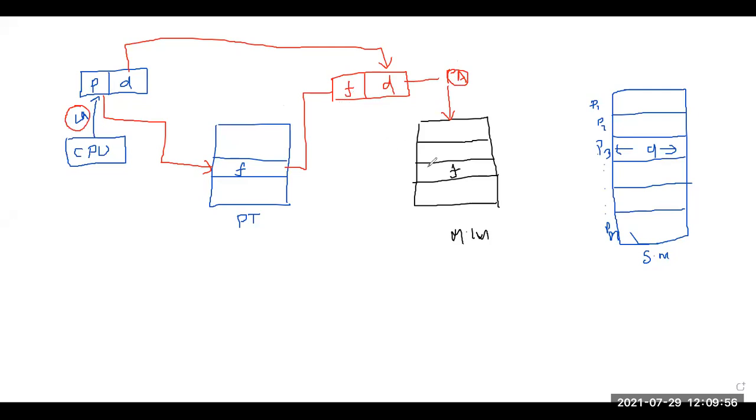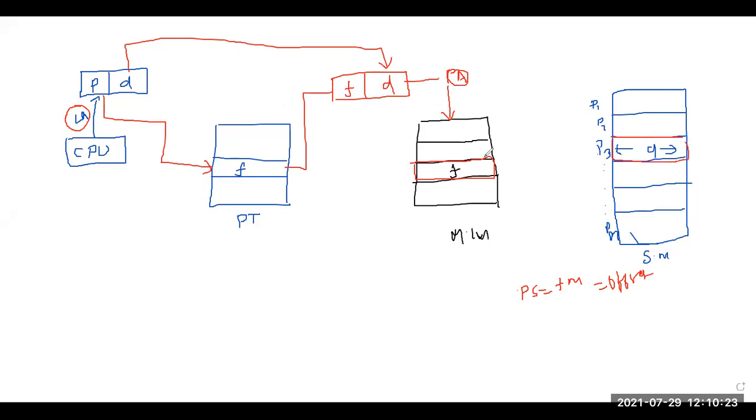Here F represents your frame number. We can just remember one thing: the page size is equal to your frame size, because this is my page size, and this is also equal to your offset address. Fine, these three things are equal.